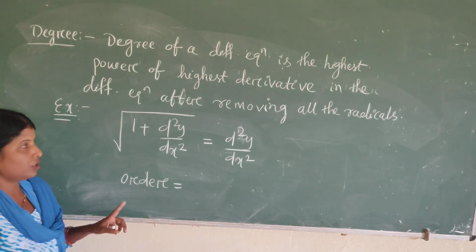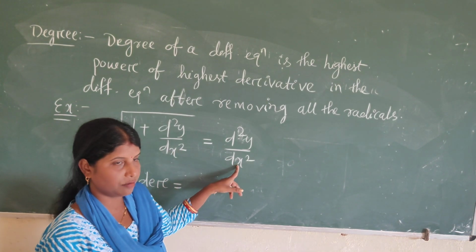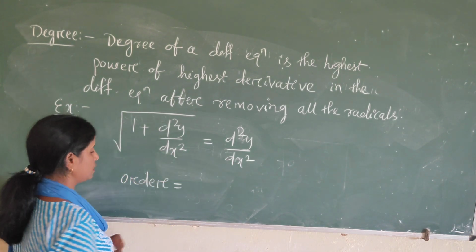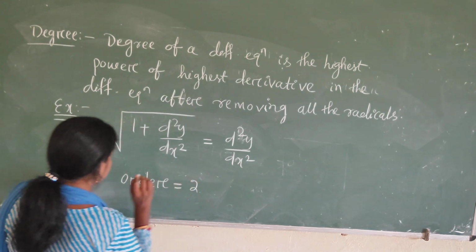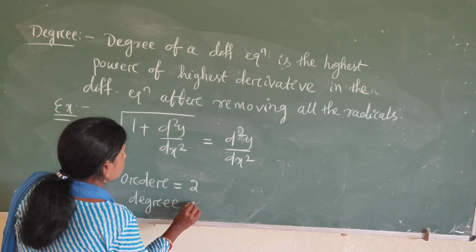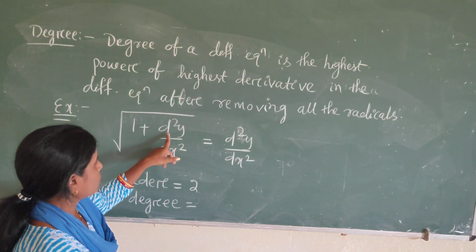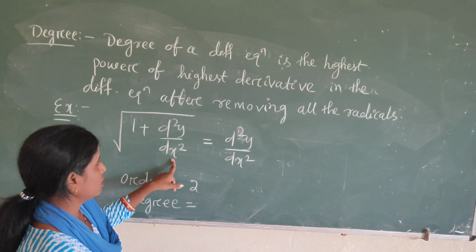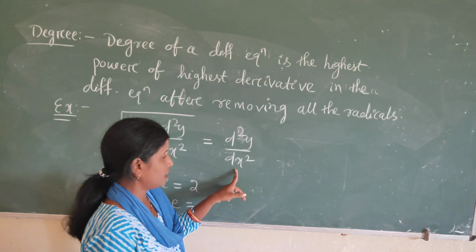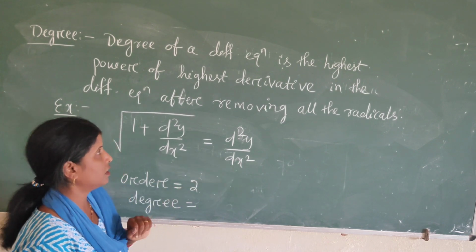What is its order? This is second derivative, also this is second derivative. So highest derivative is 2 times, order is 2. Now what is degree? Degree, d square y by dx square and d square y by dx square. Both are second derivative of y.